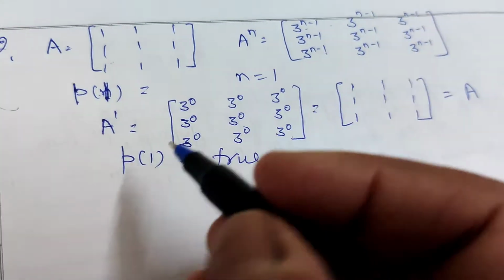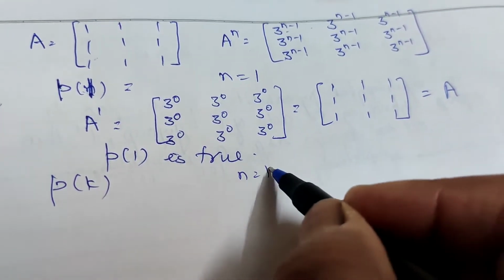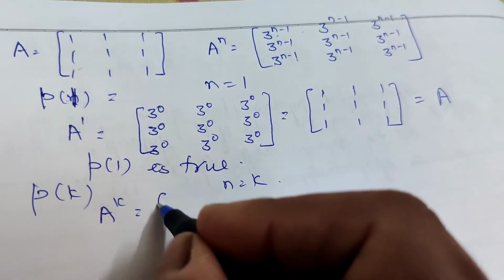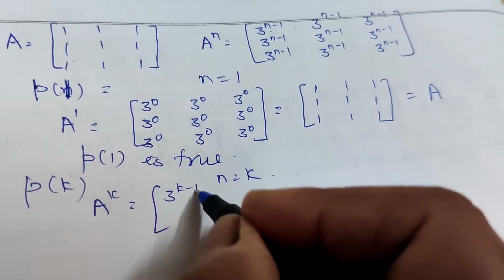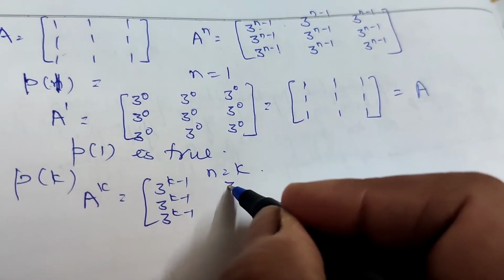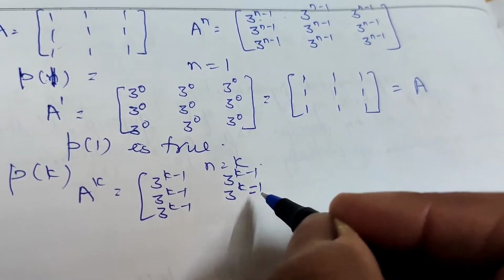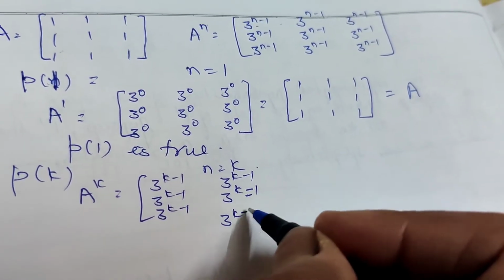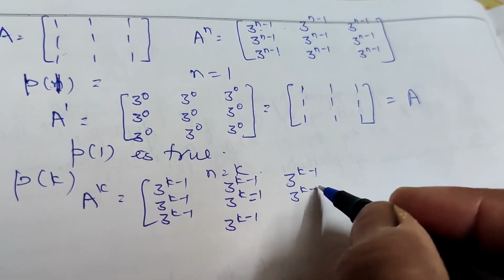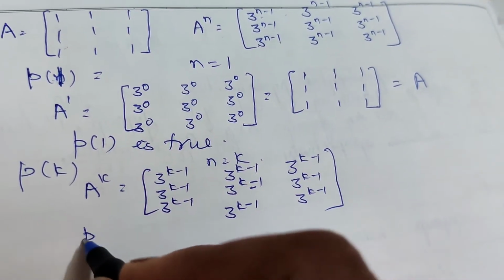Next, Pk. Now I have to check Pk. Pk means n equal to k. Right here, A raised to power k equals 3 raised to power k minus 1. Okay. This one is also true for k. It means Pk is true.